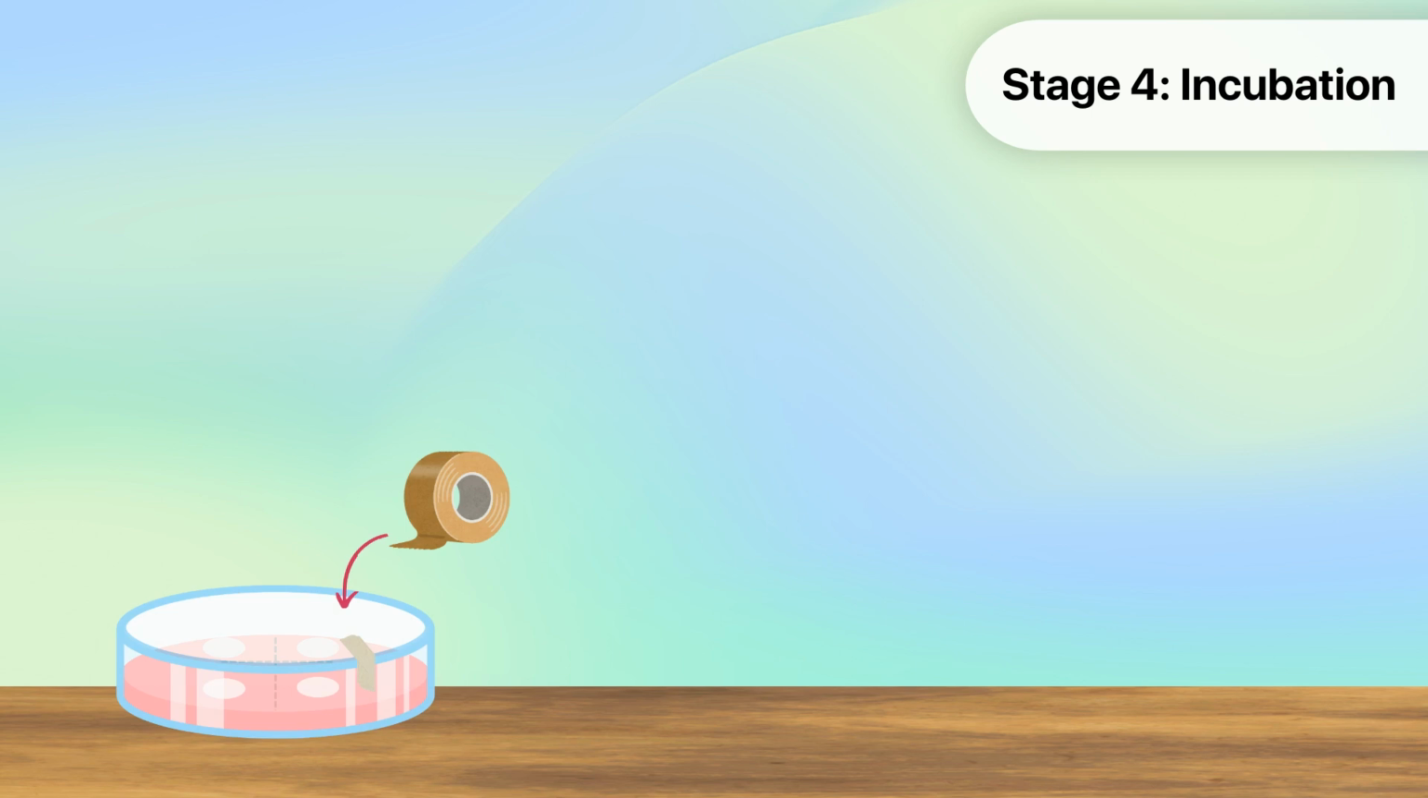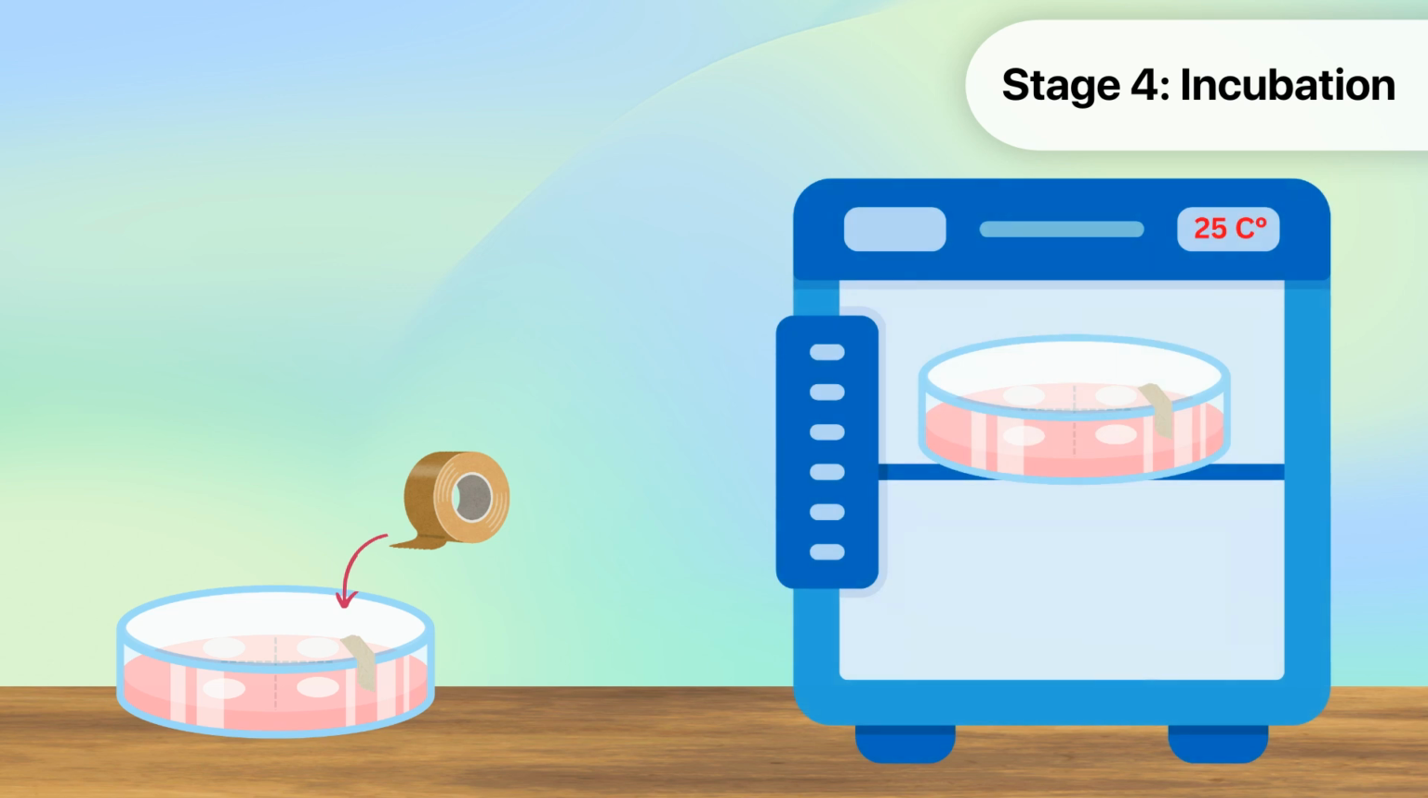Do not seal all the way around the lid, as this prevents oxygen entering and encourages the growth of dangerous anaerobic pathogens. Once partially sealed with the tape, position the Petri dishes in an incubator set to 25 degrees Celsius. Although bacteria can grow faster at higher temperatures, 25 degrees helps to balance growth speed while ensuring safety.